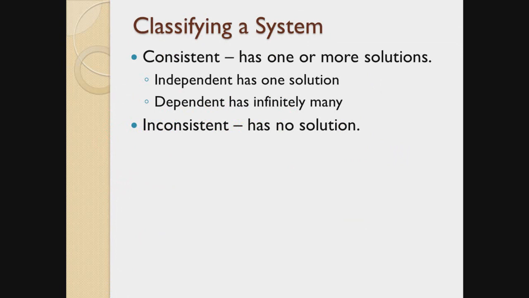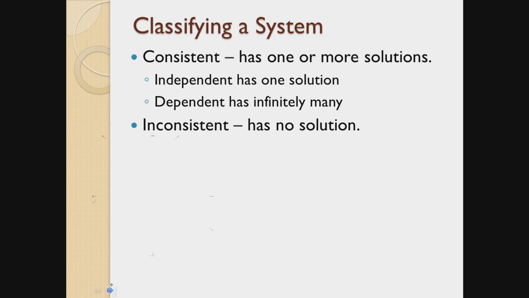Classifying a system. A consistent system has one or more solutions. To break it down, independent has one solution and dependent has infinitely many solutions. Both of these would be considered a consistent equation. And then more specifically, you would name it as independent or dependent. An inconsistent system means that it has no solution.